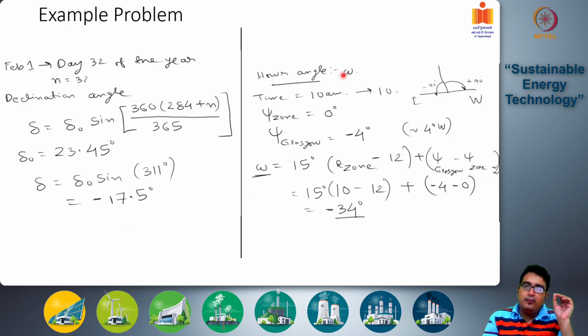The hour angle we have to find next. The time is 10 am, so this is 10. The time zone meridian is 0, and the Glasgow meridian is 4 degrees west, which is minus 4 degrees. Remember, the westward meridians are minus, eastward meridians are plus. So the hour angle is 15 degrees into the local time minus 12, plus xi Glasgow minus xi zone. So 15 degrees into (10 minus 12) plus (minus 4), which is minus 34 degrees. Again, the sign is correct because this is before noon time, so you expect the hour angle to be negative.